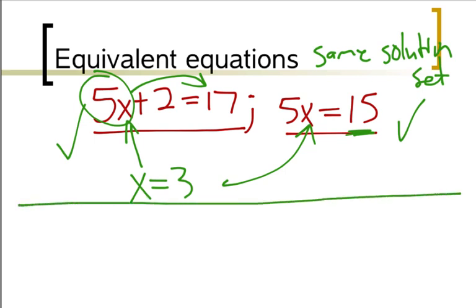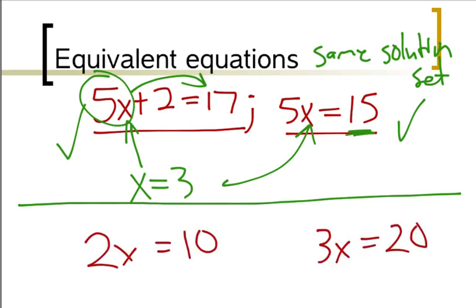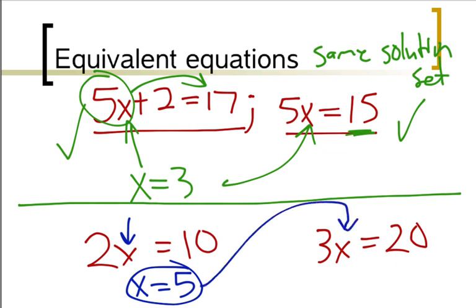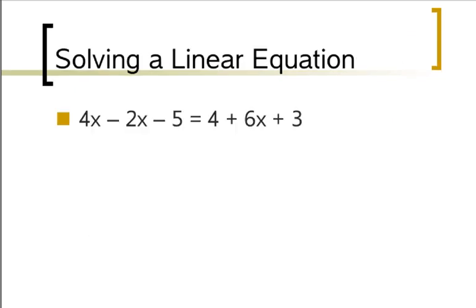So let's have an example where something is not an equivalent equation. For this first equation, we've got 2x equals 10. What that means is that x is equal to 5. If I put 5 in here, 2 times 5 is 10. Well, if I put 5 in over here, 3 times 5 is 15. 15 does not equal 20. So what that means is these are not equivalent equations. Okay, so that'll help you solve a couple problems in your homework.